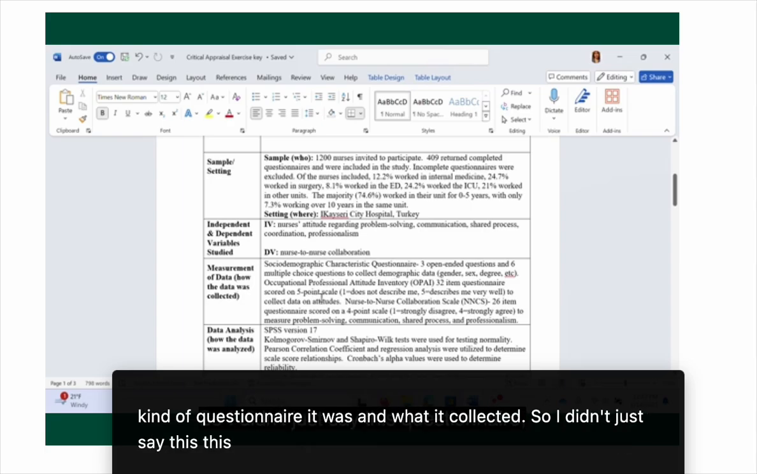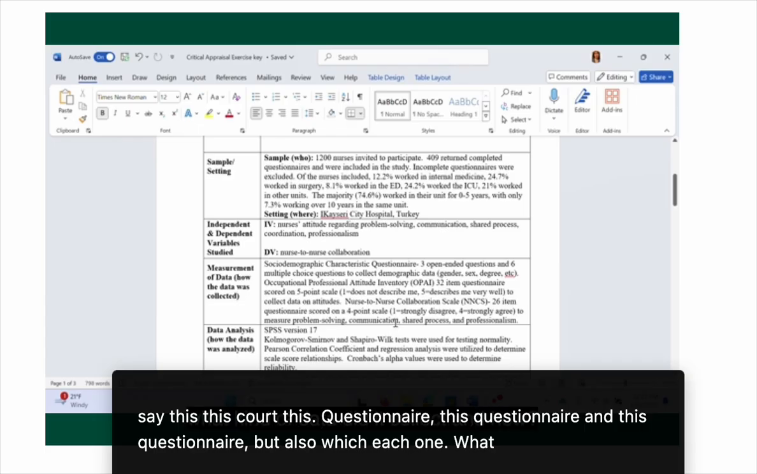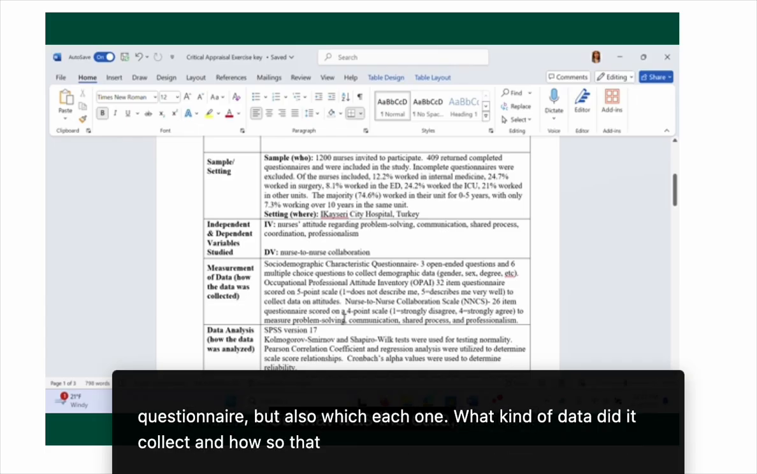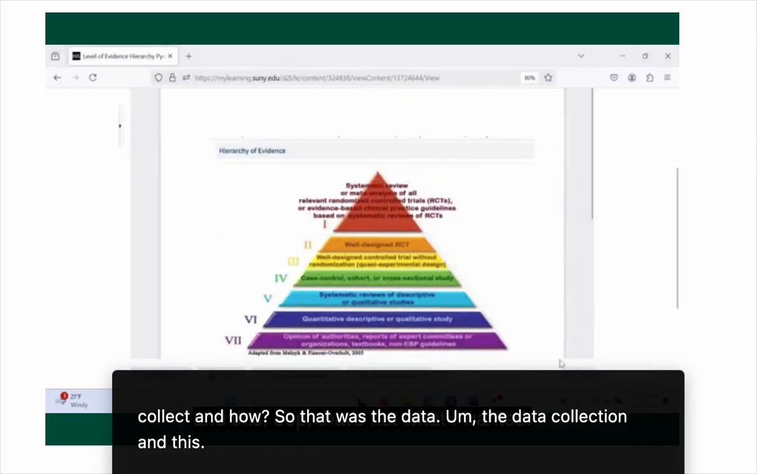So I didn't just say this questionnaire, this questionnaire, this questionnaire, but also what kind of data each one collected and how. So that was the data collection.